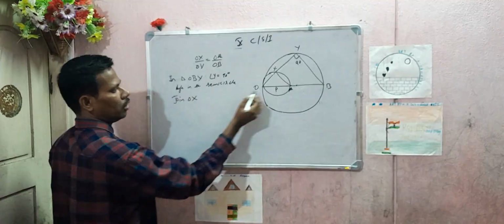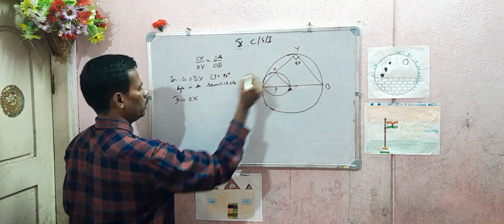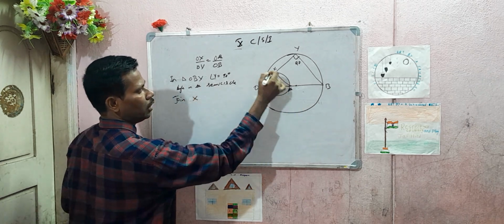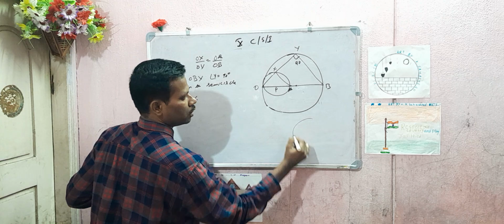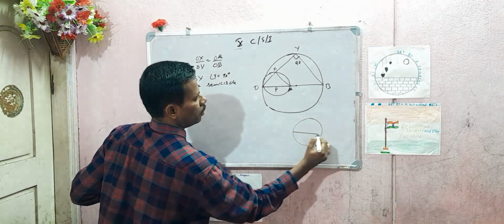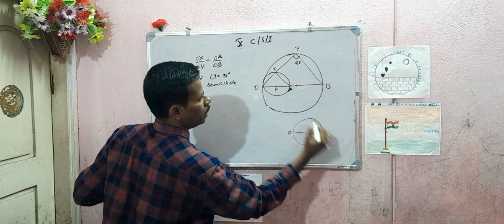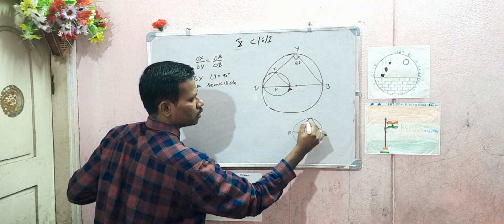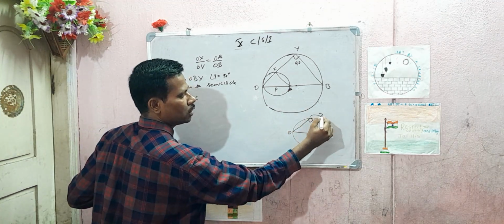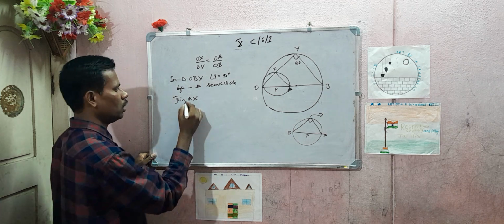Now here I join AX. So what do you get again? For this small circle, O is here, P is here, something like that. I am joining like this. Now this is nothing but the angle in the semicircle. Join AX.